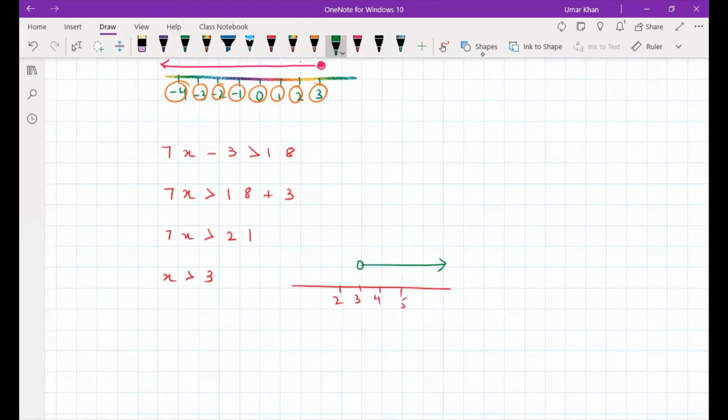Now they're saying find the smallest integer value. What would be the smallest integer? The smallest integer would be 4, because after 4 all are greater values, and since 3 is not included, 4 is the only value that we're left with.